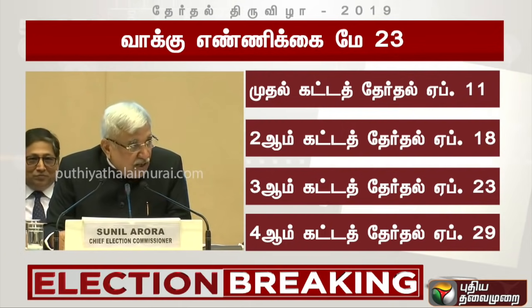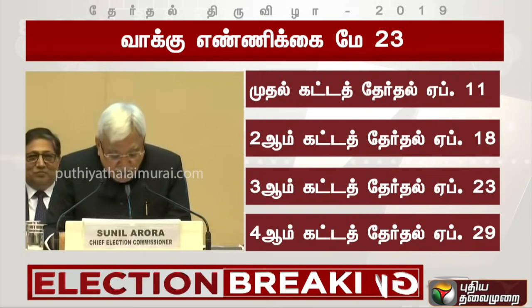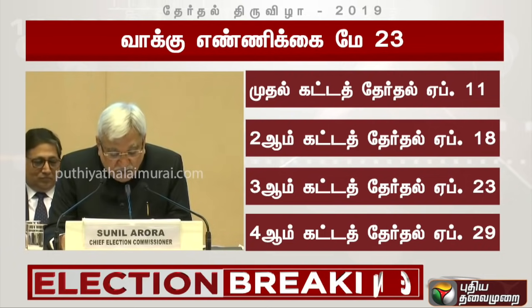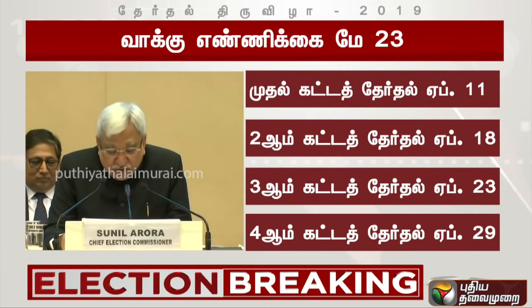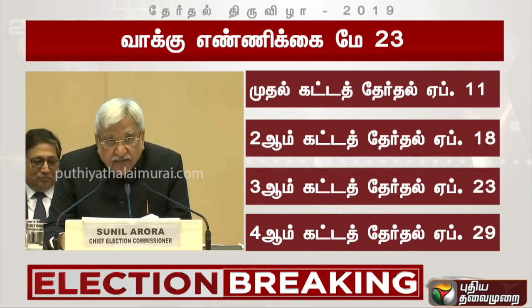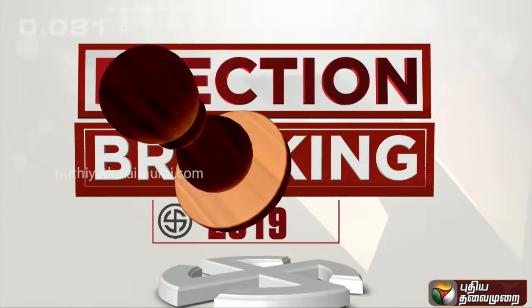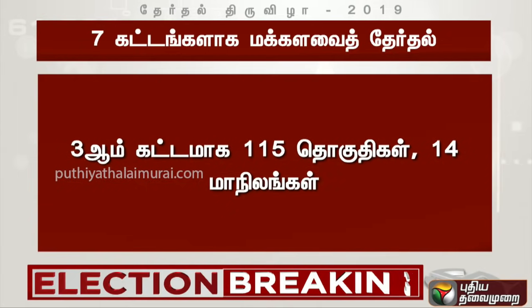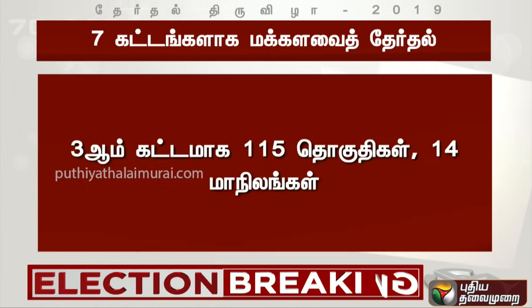You want me to read it out once more? Phase 1, 91 constituencies, 20 states. Phase 2, 97 constituencies, 13 states. Phase 3, 115 constituencies, 14 states. Phase 4, 71 constituencies, 9 states. Phase 5, 51 constituencies, 7 states. Phase 6, 59 constituencies, 7 states. And phase 7, 59 constituencies, 8 states.